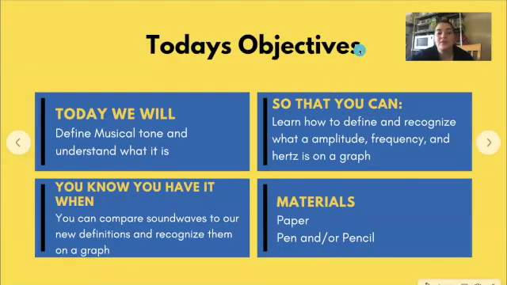Today, we will define musical tone and understand what it is so that you can learn how to define and recognize what an amplitude, frequency, and hertz is on a graph. You know you have it when you can compare sound waves to our new definitions and recognize them on a graph. For today's class, all you will need is a piece of paper and a pencil or a pen.